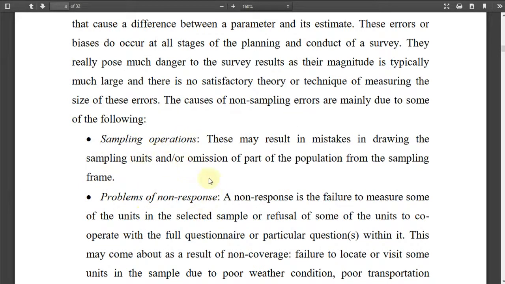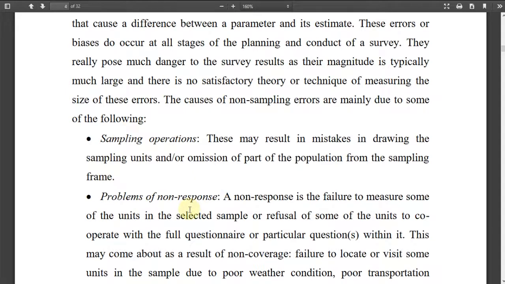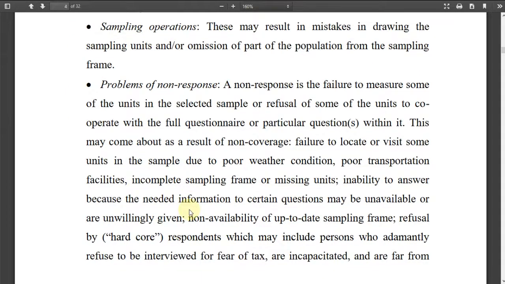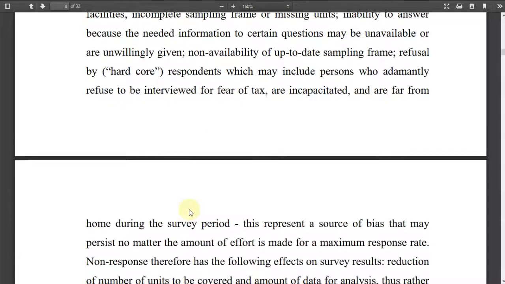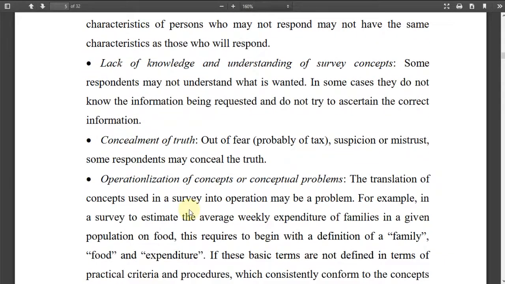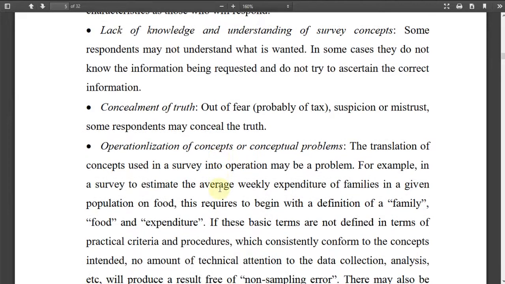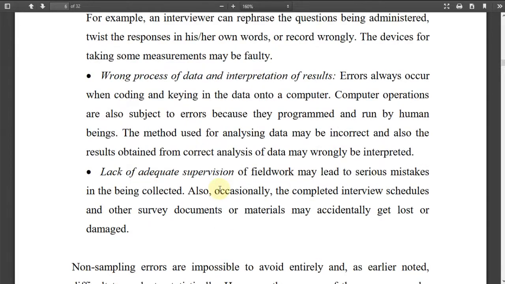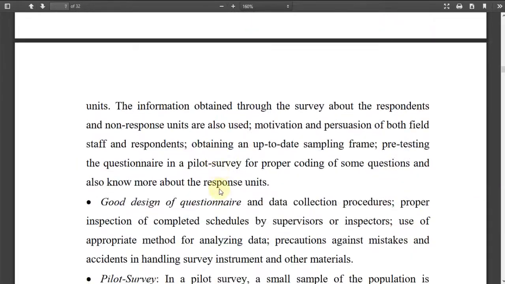These are some of the causes of non-sampling error. We may have problems of non-response, where people don't want to give you the information you want. There is also lack of knowledge, where people don't understand the survey, you don't explain to them well, and they don't want to give you the information. Then concealment of truth, where people don't want to give out what they have because they think you are going to use it against them. And then some other things. So these are the causes.